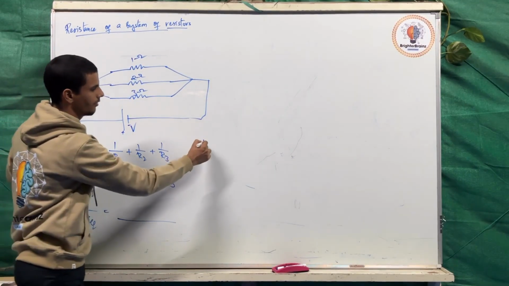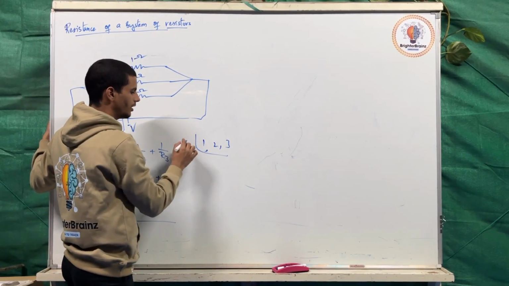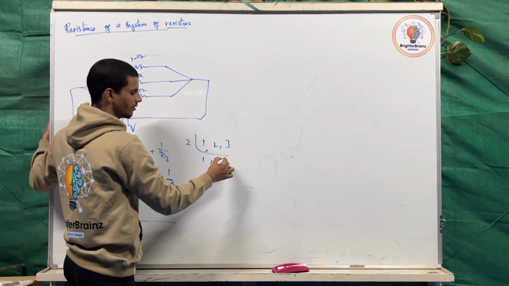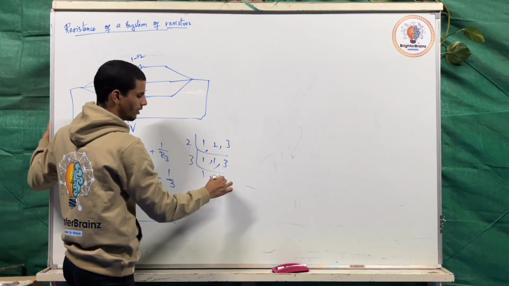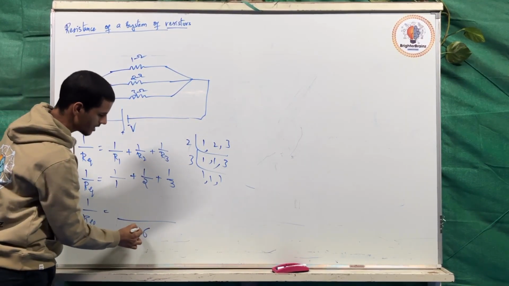1, 2, 3, take the LCM. 1 already is there, we don't need it. So 1 twos are 2, 3 twos are 6. So 6 is the LCM.